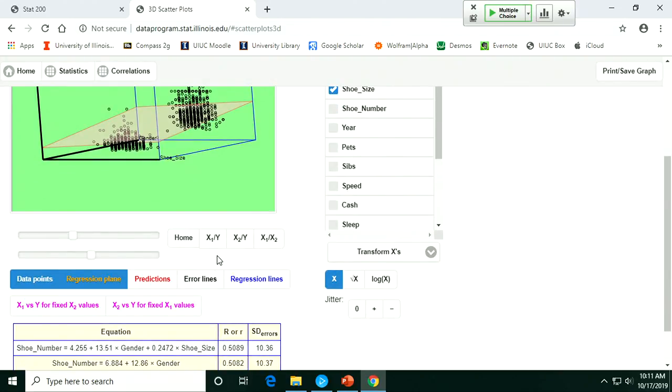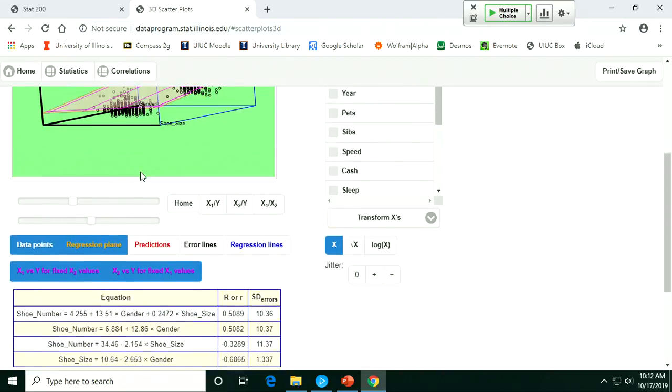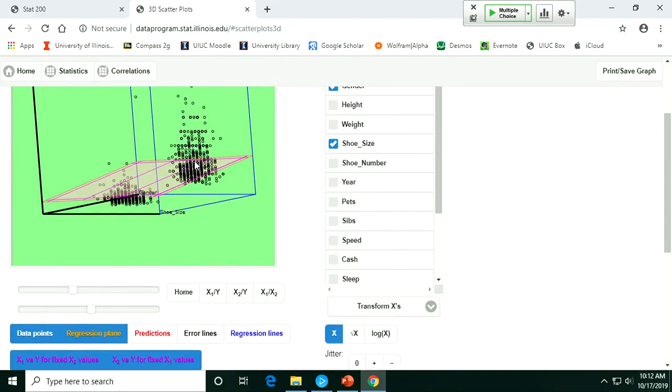So now if you want to look at, okay, what's this? This is x1 for fixed values of x2. So this is how much difference gender makes for people of the same shoe size. So everybody here has small feet. There's hardly anybody. These pink lines show the gender effect, which has that big slope that we got of 13.51. Whereas the other way, there's only two of them because this is controlling for gender. So here, everybody's a man.